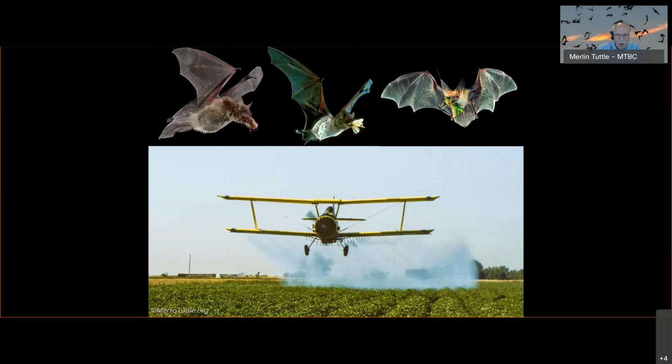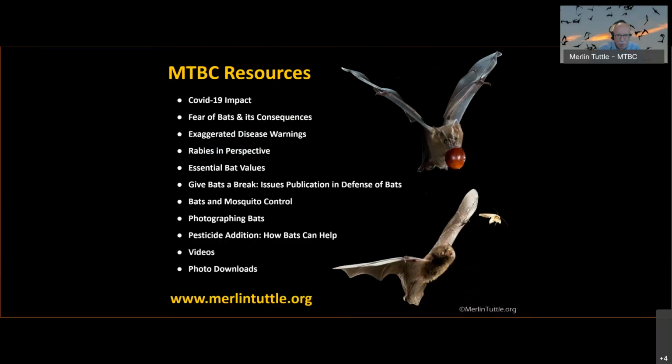And now I'd like to remind each of you that I have a special warm spot in my heart for master naturalists and people like you who are working to educate the public about bats. At my website, Merlin Tuttle's Bat Conservation, I provide a large number of resources that I'm sure you'd find very useful: the latest up-to-date science on COVID and where it's coming from, fear of bats and its consequences, rabies in perspective, pesticide addiction, how bats can help, and much, much more.